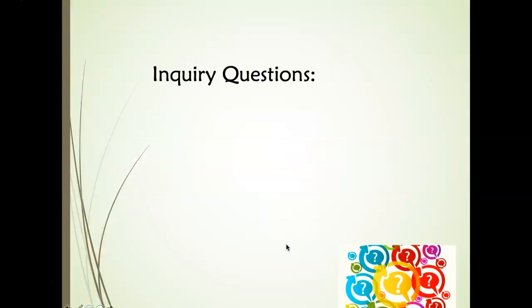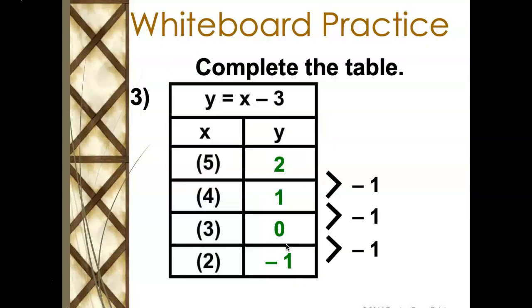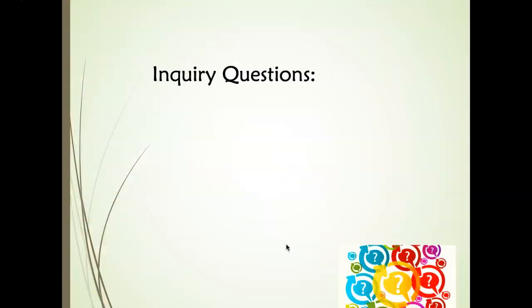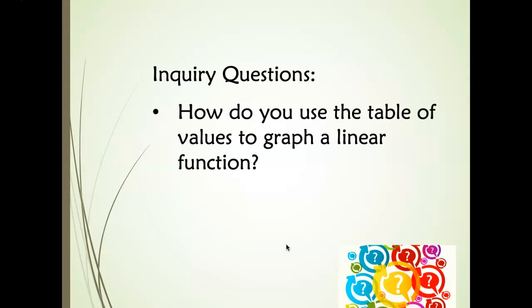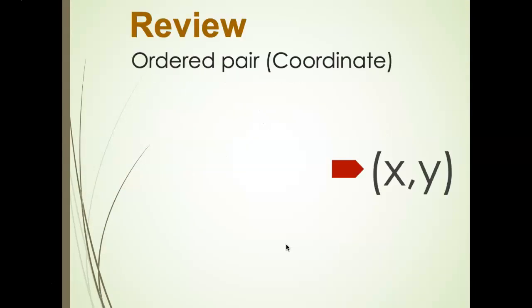Okay, so that's how you make a table of values. Now, let's move on to the second question, which is, how do you use your table of values to graph a linear function? Okay, but first, before you start graphing, let's make sure that you know the ordered pair.